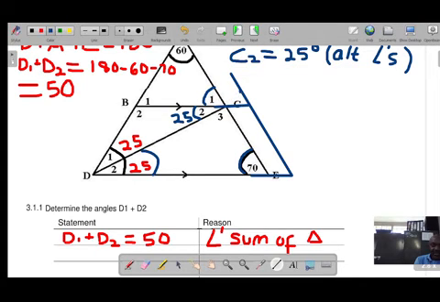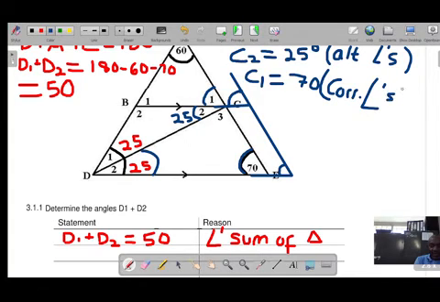So this angle is corresponding to this one here. This one, which is C1, is corresponding to this angle, which is 70. So it means that C1 equals 70 degrees. Okay. So C1 equals what? 70 degrees. C1 is 70 degrees, guys. What's my reason? Corresponding angles. Corresponding angles. Okay. Corresponding what? Angles.